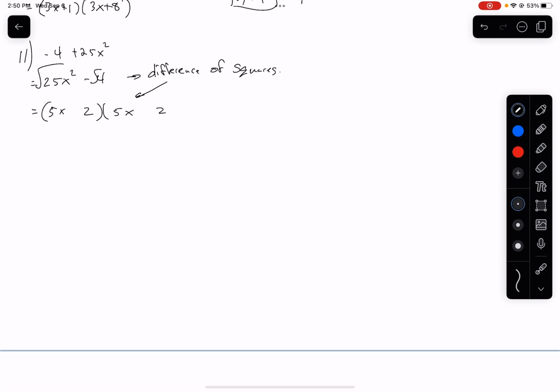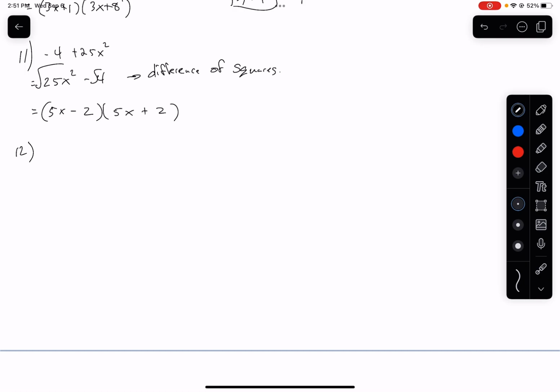5x and 2, and we're going to have opposite signs in either bracket in order to, if we were to expand it, eliminate that middle term, okay? The b term, or the term with x on it, okay? So that's number 11. So number 12.